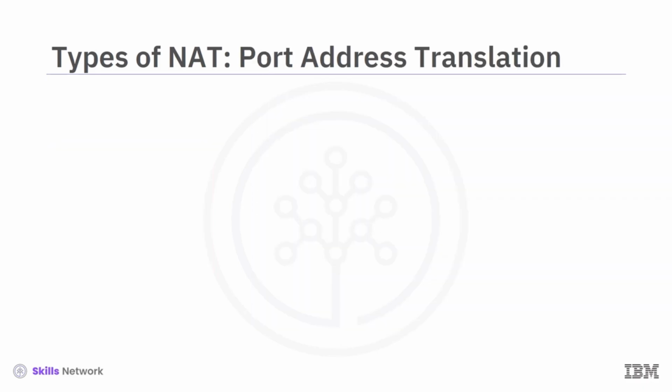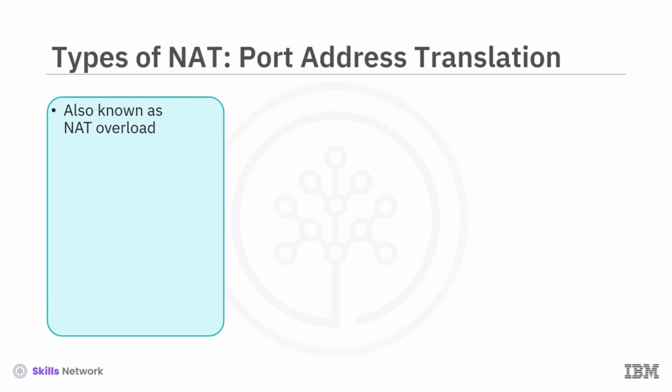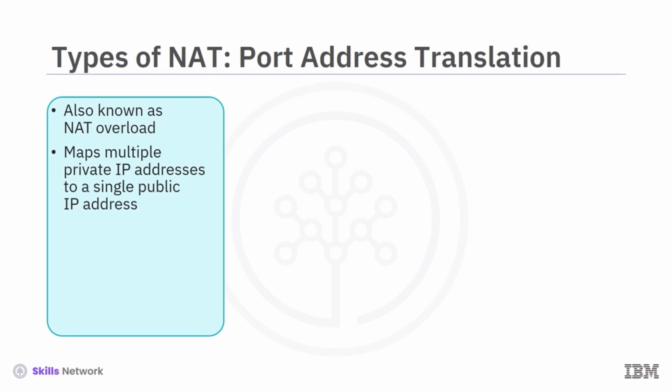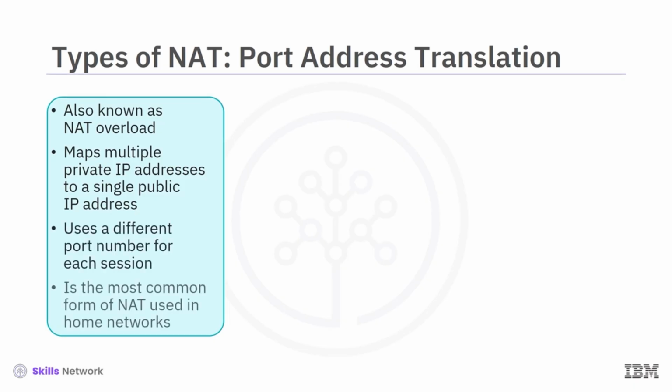Port Address Translation, or PAT, is also known as NAT overload. PAT maps multiple private IP addresses to one public IP address, but with a different port number for each session. This is the most common form of NAT used in home networks.